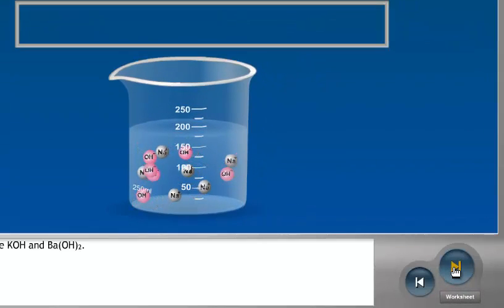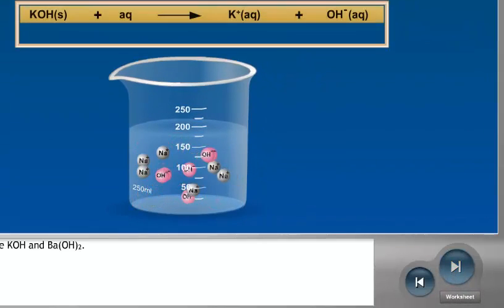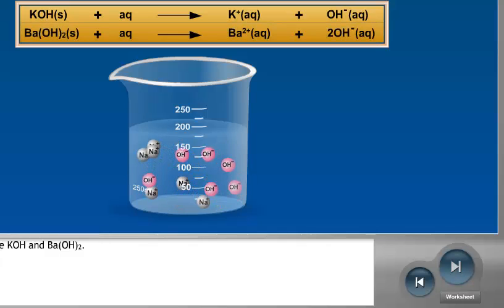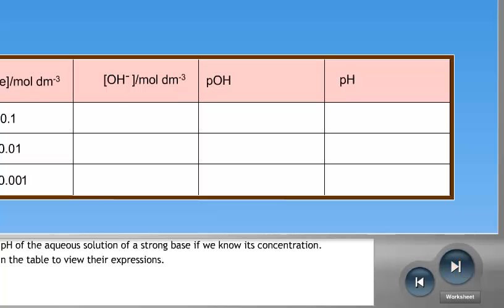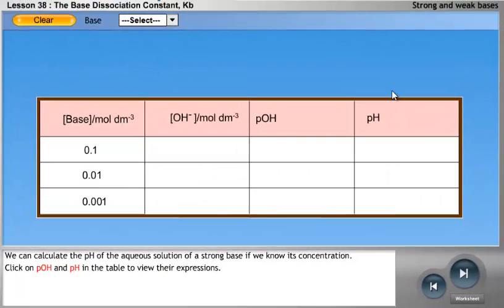Other strong bases are potassium hydroxide and barium hydroxide. We can calculate the pH of the aqueous solution of a strong base if we know its concentration. Click on pOH and pH in the table to view their expressions.